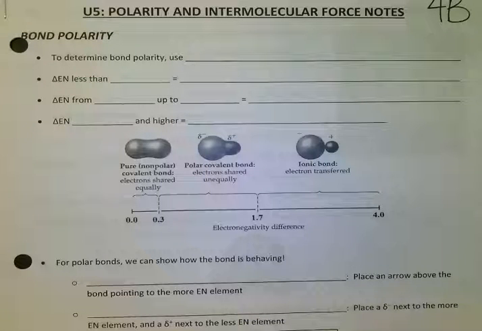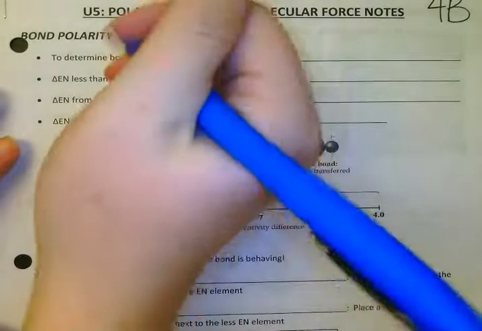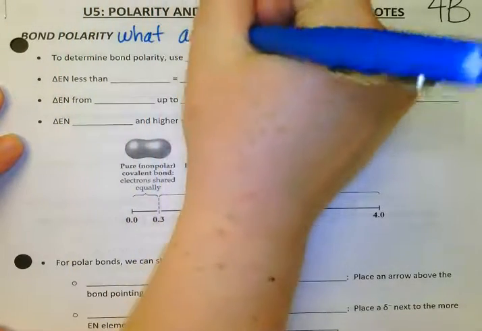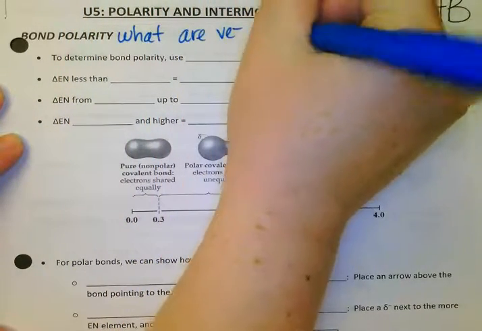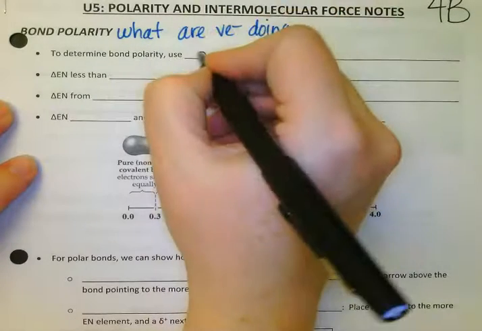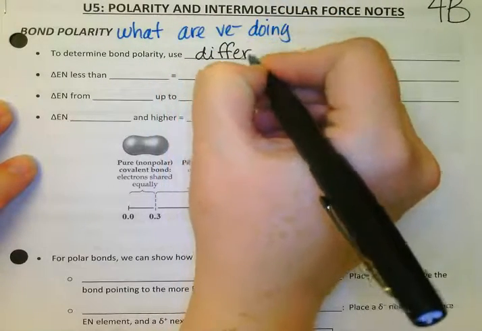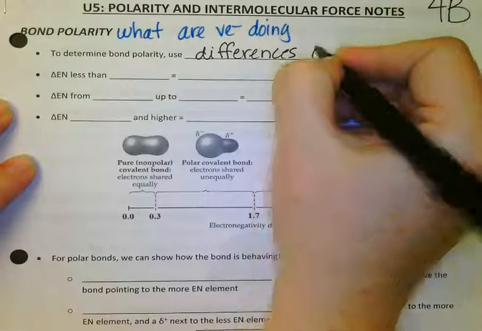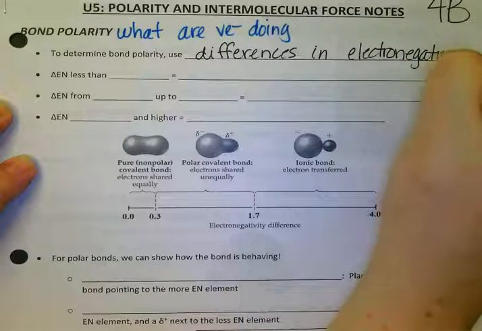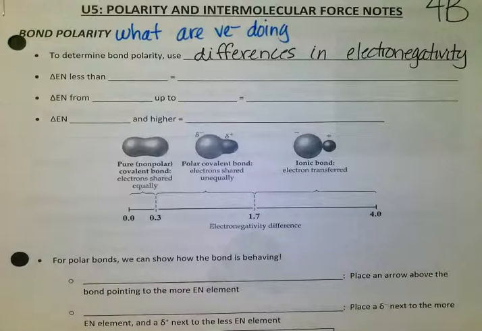First things first, when we're talking about bond polarity, what we want to know is what are the valence electrons doing? We're trying to figure out changes in electronegativity. So to determine bond polarity, we use differences in electronegativity. This is the same differences in electronegativity that you were working on last unit.